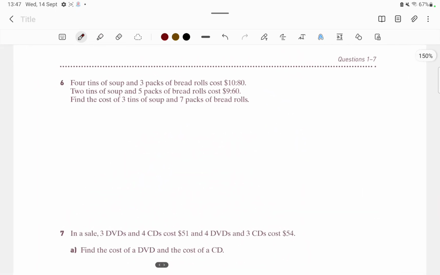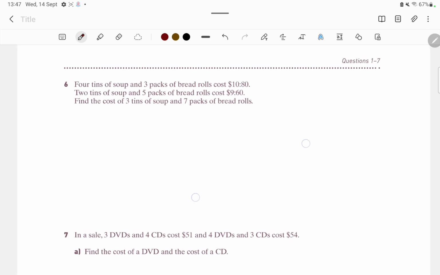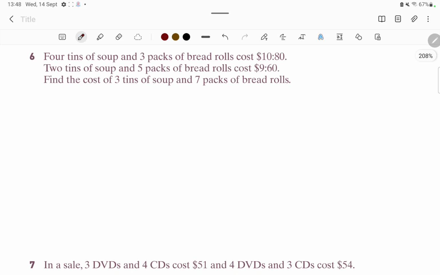Okay, so number 6, 4 tins of soup, 3 packs of bread rolls cost $10.8. And then 2 tins of soup, 5 packs of bread rolls cost $9.6. Find the cost of 3 tins of soup and 7 packets of bread rolls. Okay, so this one you have to solve for the soup and bread rolls. 1 tin of soup costs how many dollars? 1 pack of bread rolls costs how many dollars first? And then after that only we find this one.